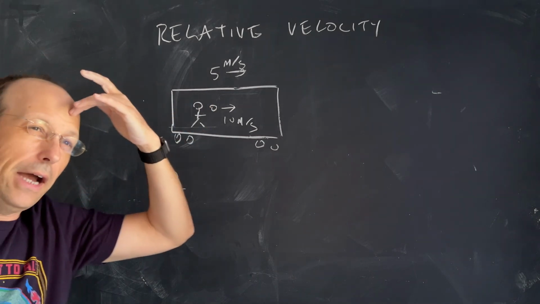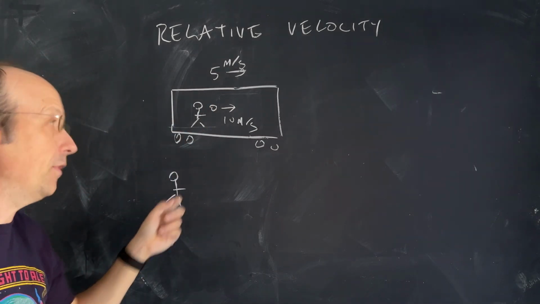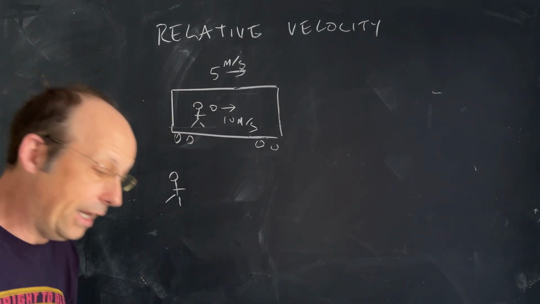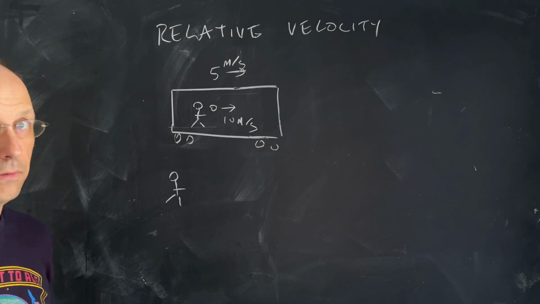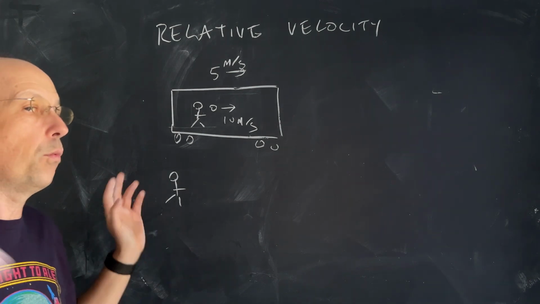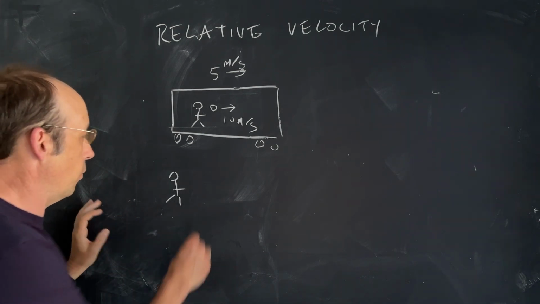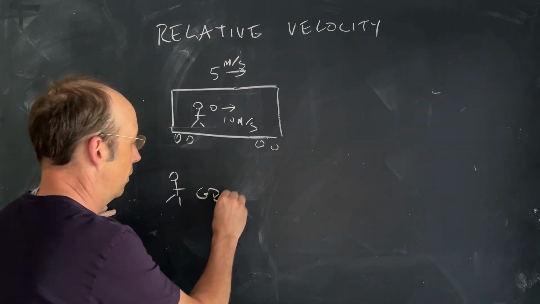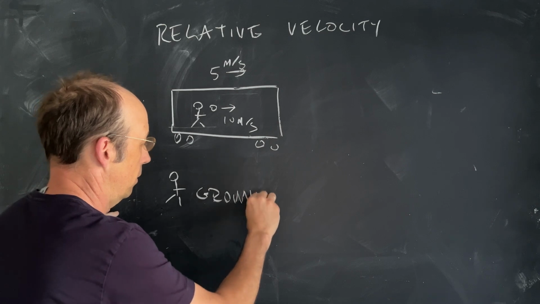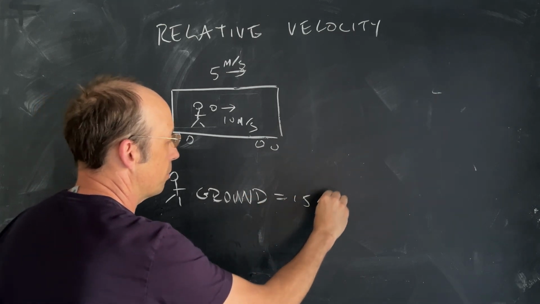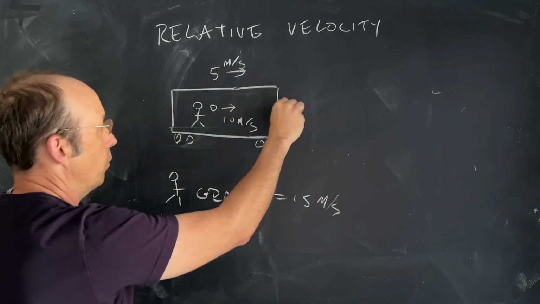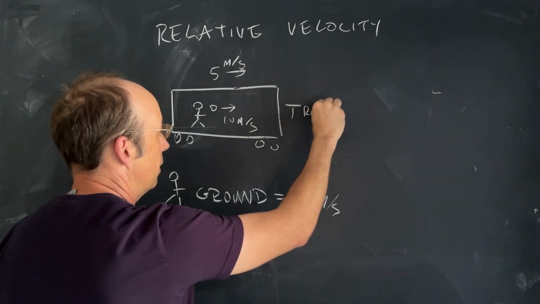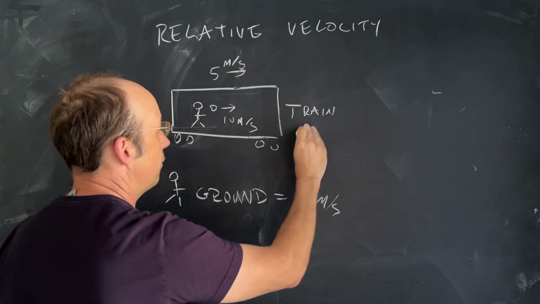So what's the velocity of the ball if the person threw it 10 meters per second? Well, you could say in your mind, oh, it's 15. This person would see it as 15. This person would see it as 10. And the answer is velocity is relative. The velocity is relative to wherever you want to measure it from. So if I measure it with respect to the ground, it's 15 meters per second. If I measure it with respect to the train, it's 10 meters per second.